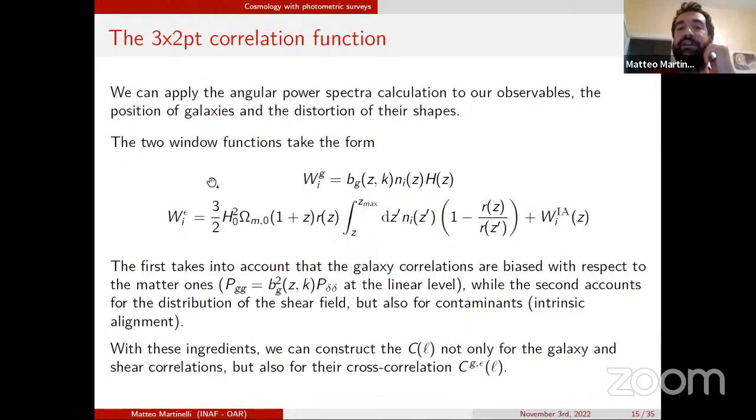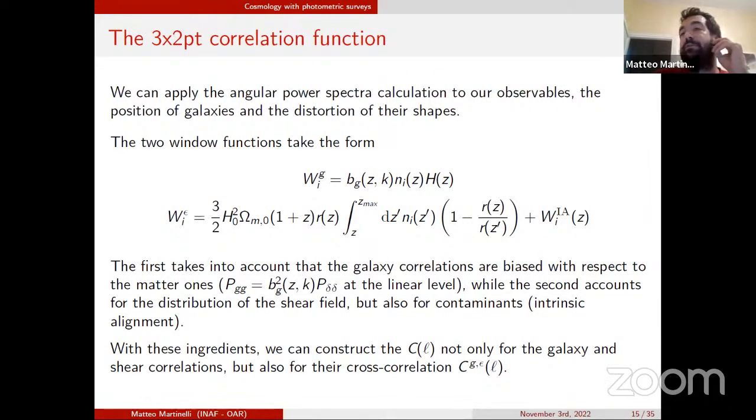a part that describes the shear on your images done by the intervening matter, and an intrinsic alignment part that is an astrophysical effect due to proximity of galaxies. This is mostly considered a nuisance to your expectation. It's something astrophysical that you have to subtract in order to reconstruct precisely the matter field. Basically, with all these ingredients, if we have our cosmological model and the specifications of our survey, we can construct this correlation function and compare it with the data.